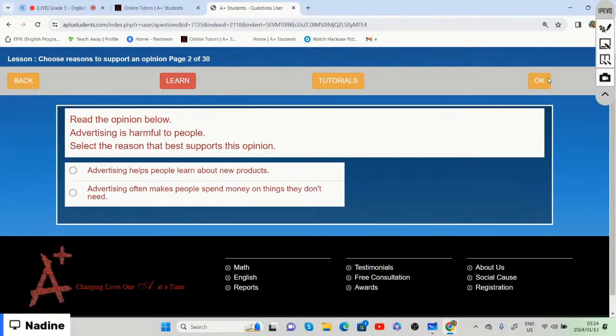Advertising is harmful to people. So if you're advertising things, then they're saying it is very harmful to people. So advertising is harmful to others. And if we look at the options, the first option says advertising helps people to learn about new products. And the second one says advertising often makes people spend money on things they don't need. So we need to say why advertising is harmful to people.